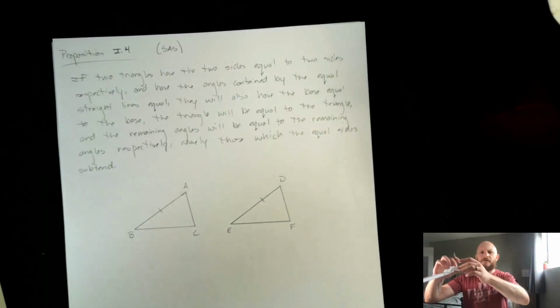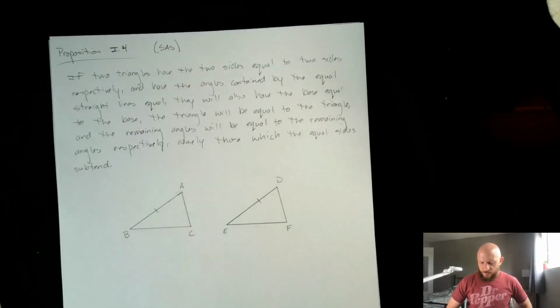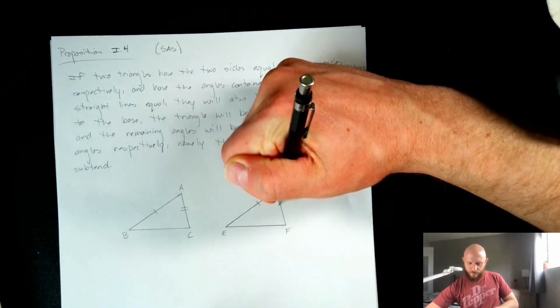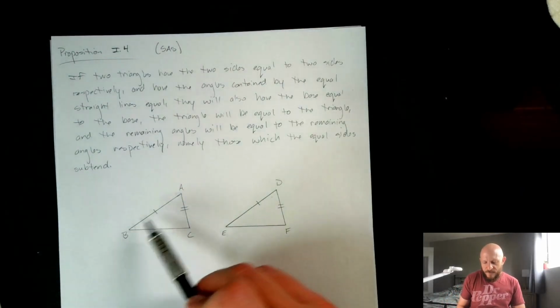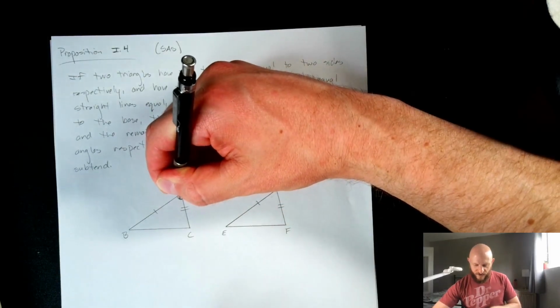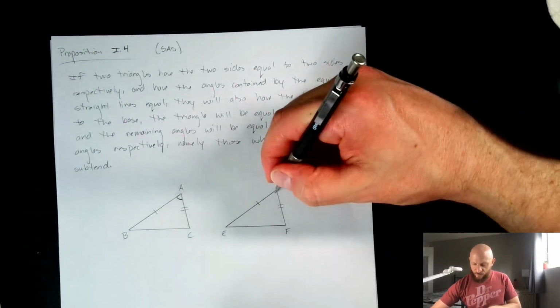Looks a little bit fuzzy, I don't know. Maybe it's just my view. AB is equal to DE. What else do we have? AC is equal to DF. And then angle BAC, so in other words, what we might shorthand as angle A, is equal to angle EDF, or angle D.